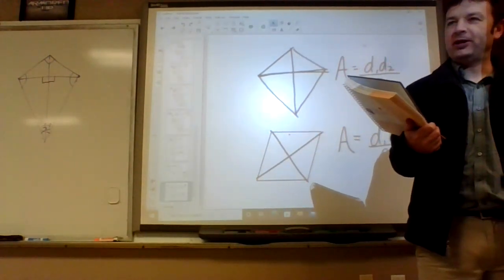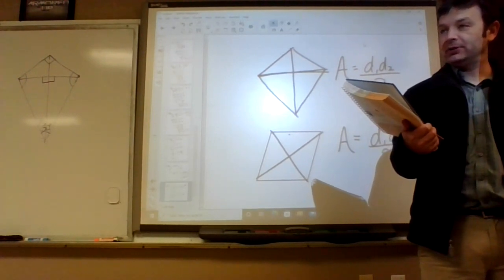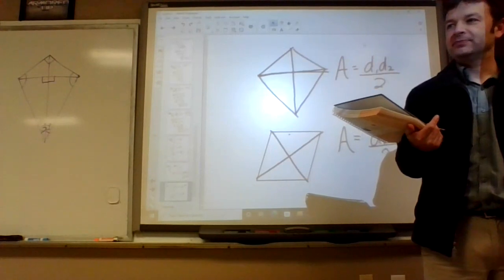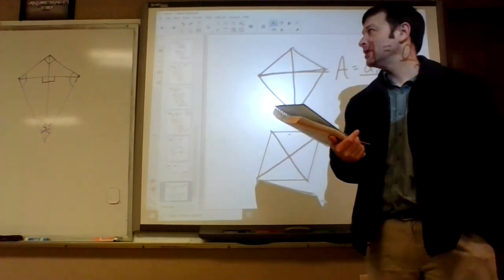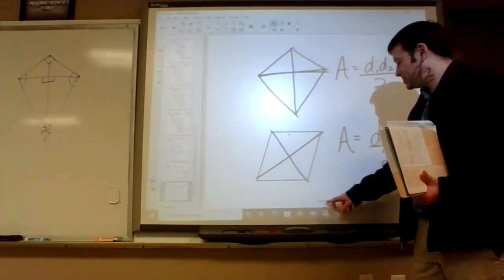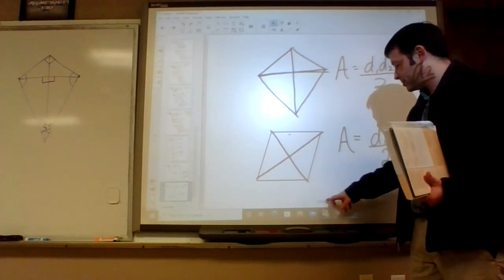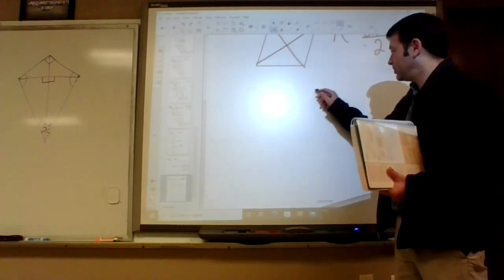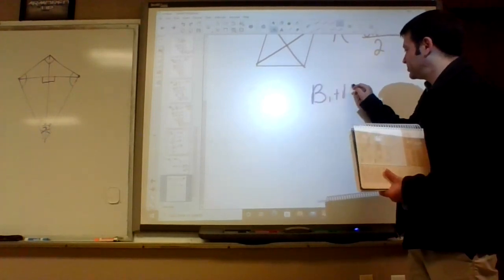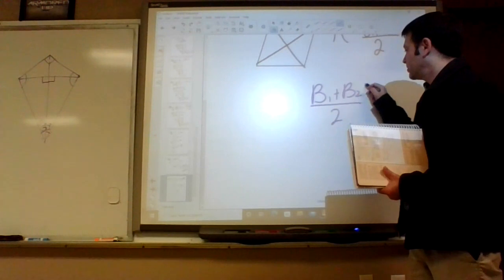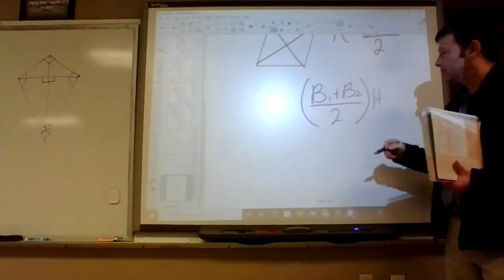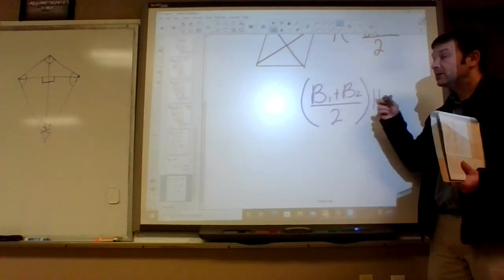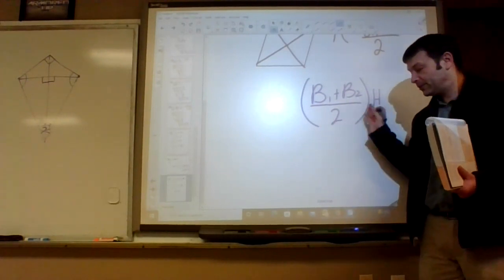Okay, this one we might have forgotten already because it's the bigger one. Trapezoid: B1 plus B2 divided by 2 times height. Now, the parentheses do matter. Base plus base divided by 2 times height. Parentheses do matter on that one because you do need to add and divide before you multiply.